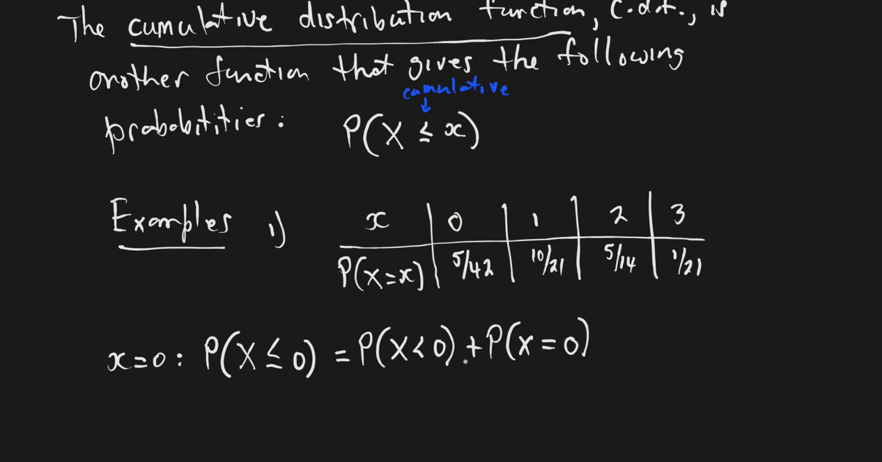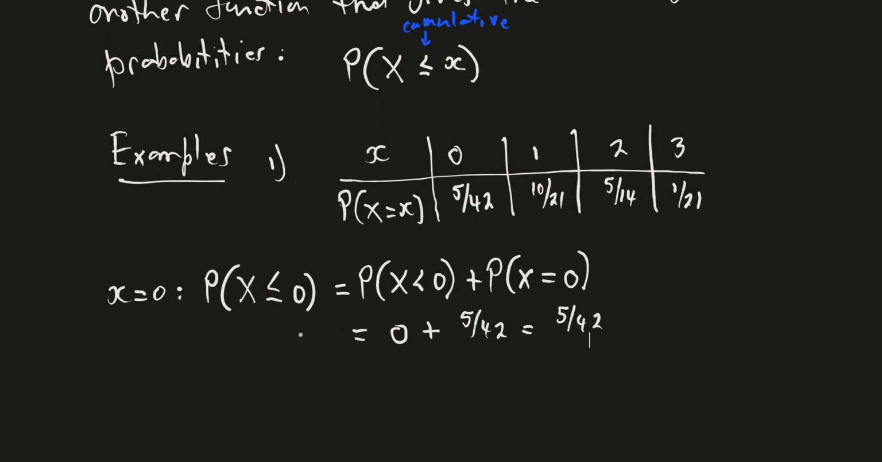Well, this piece has a probability of 0 because the smallest x can be is 0. We can't have a negative number of women in this selection. So this is 0. And then the PDF tells me that this is 5 out of 42. So 5 out of 42 is the probability that x is less than or equal to 0.